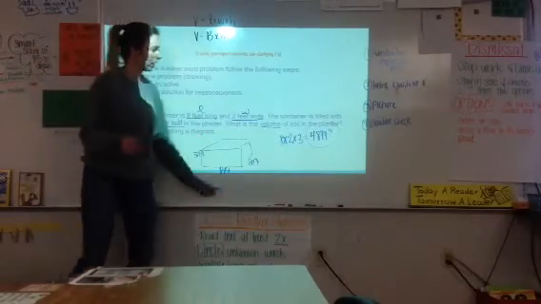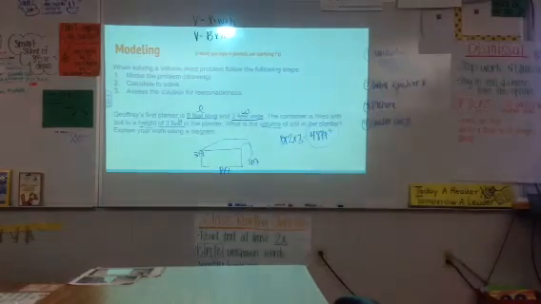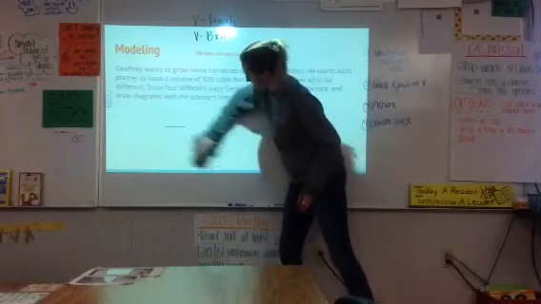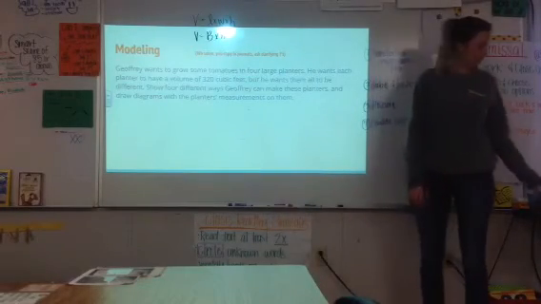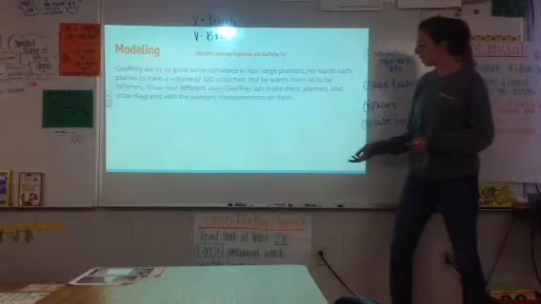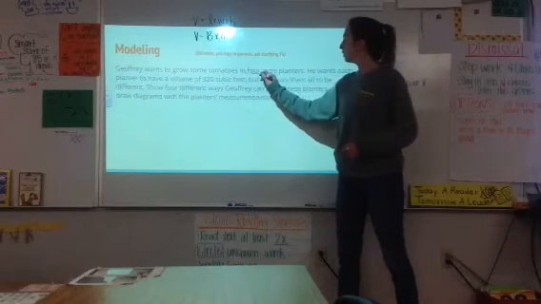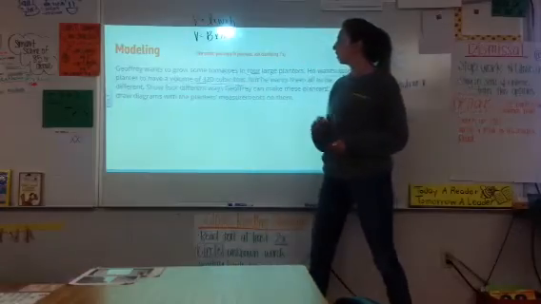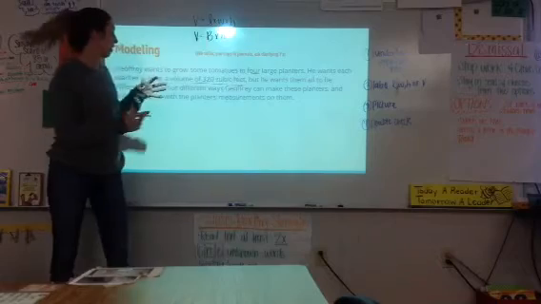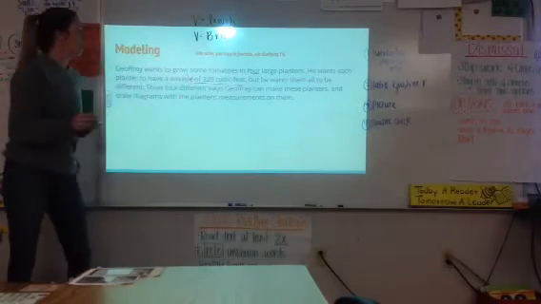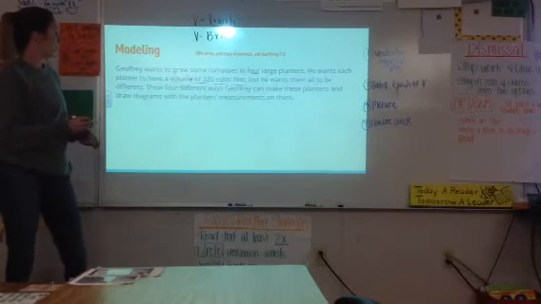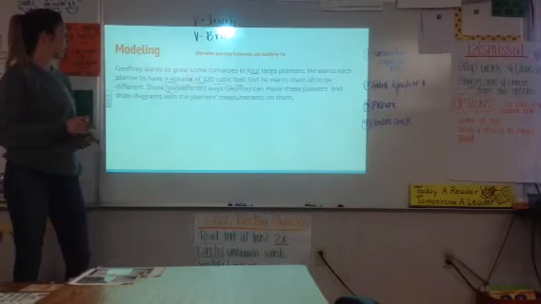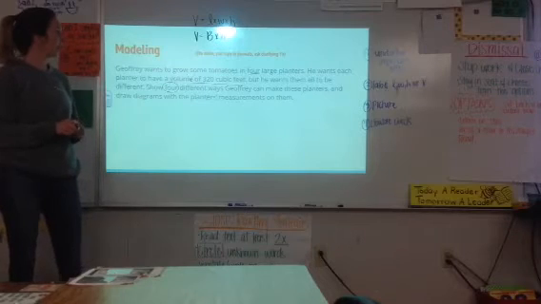Okay, let's try this next word problem here. So, following our steps, I see that it says Jeffrey wants to grow some tomatoes in 4 large planters. He wants each planter to have a volume of 320 cubic feet. Already gave us our volume. But he wants them to be all different. Show 4 ways that Jeffrey can make these planters and draw diagrams with the planter's measurement on them.